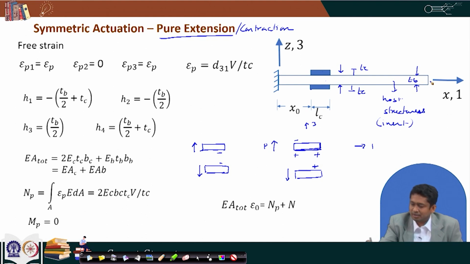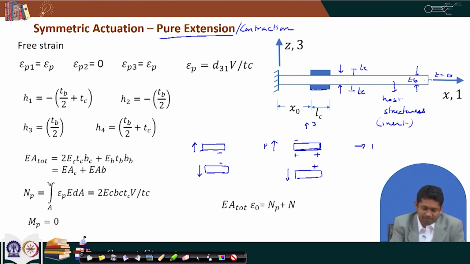So, if I measure z equal to 0 here, this line is our z equal to 0, which means the extreme bottom end of this bottom piezo is minus TB by 2 minus TC. This interface is minus TB by 2, which is H2, H3 is this TB by 2, H4 is TB by 2 plus TC, the upper end of the upper piezo.